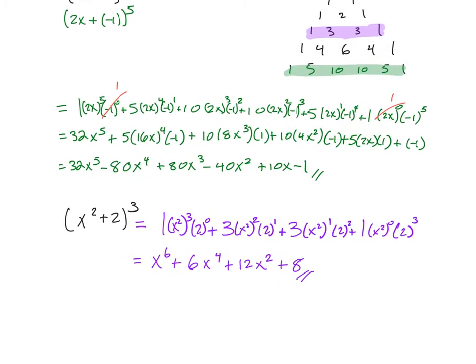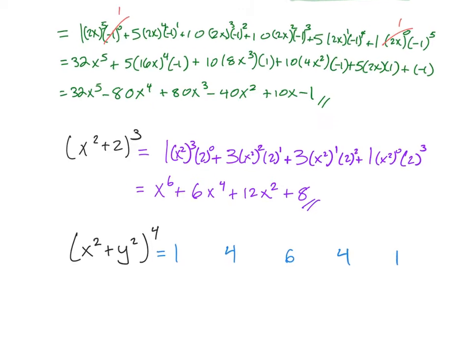So my next one, I'm going to have, let's say, x squared plus y squared to the fourth. Right, so in this case, let me mark with another color so you can see it. I'm using that last line right there, the 1, 4, 6, 4, and 1. So my coefficients here are 1, 4, 6, 4, and 1. I hope I have a little space there to work.